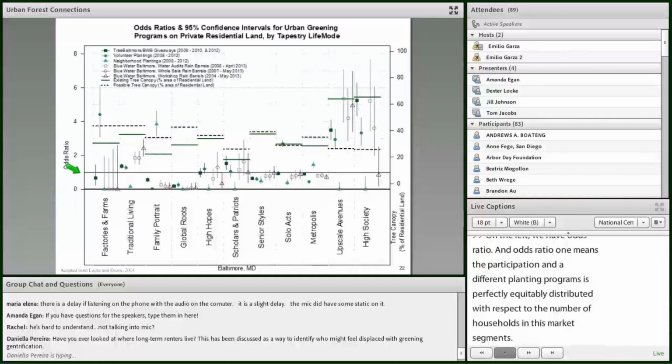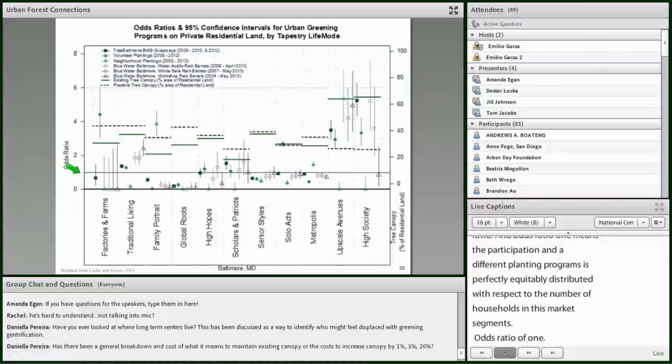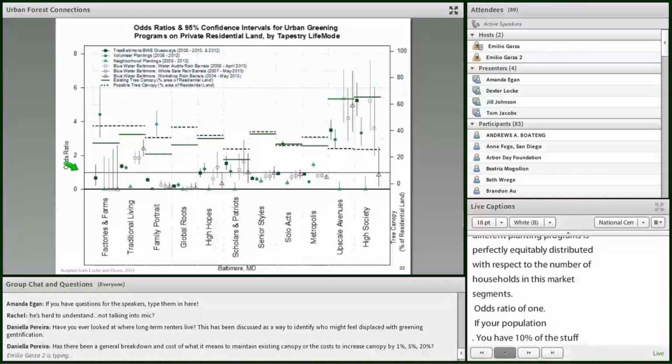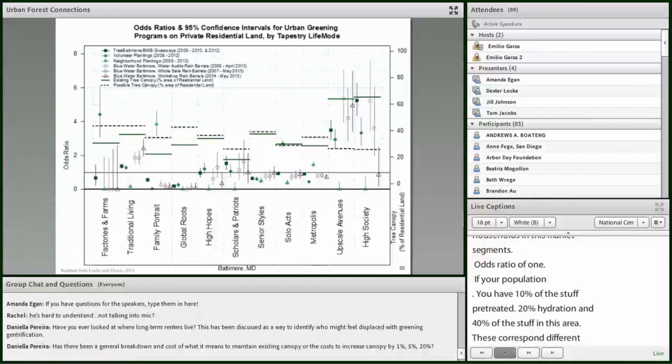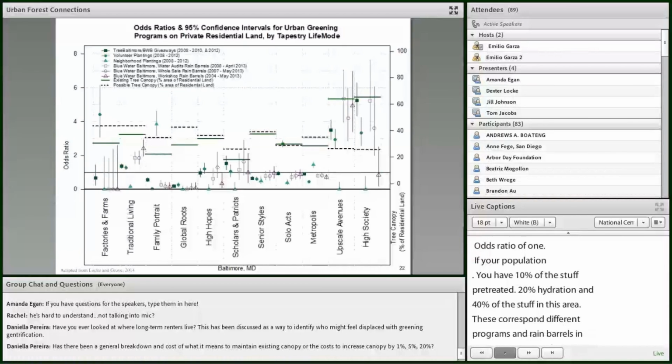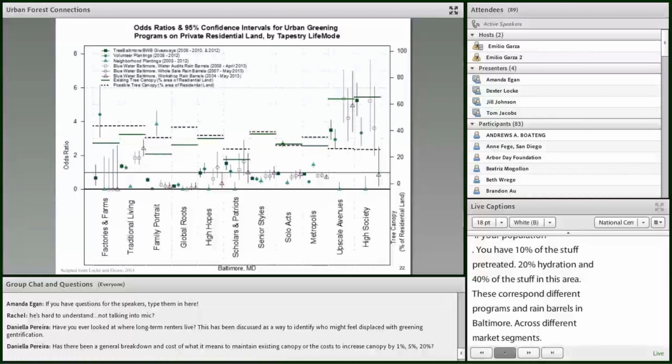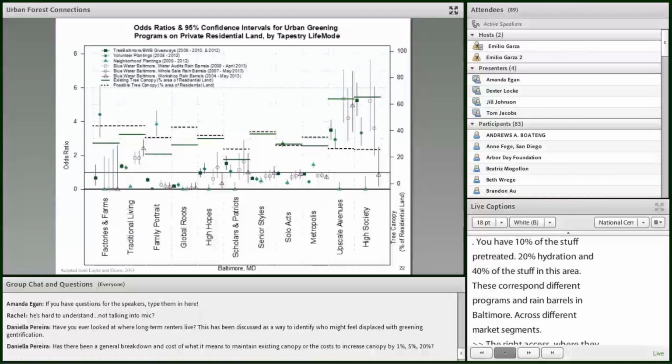If, for example, in Metropolis, 50% of the city population is Metropolis, and they got 10% of the free trees, the odds ratio would be 0.5. If you have 20% of the population getting 40% of the stuff, that would correspond to this 2 over here. So these dots correspond to different tree planting programs and also rain barrels in Baltimore across these different market segments. And on the right axis, we have the amount of existing and possible tree canopy, which is the same as the previous graph, but it's shown here on the right axis.